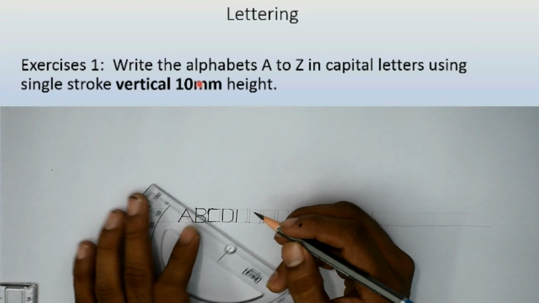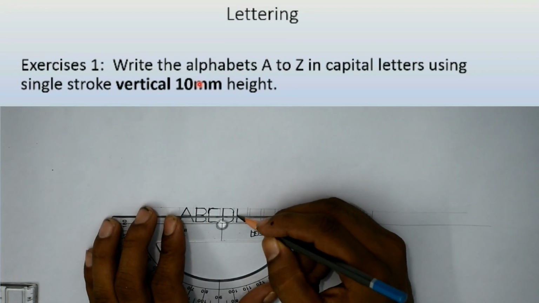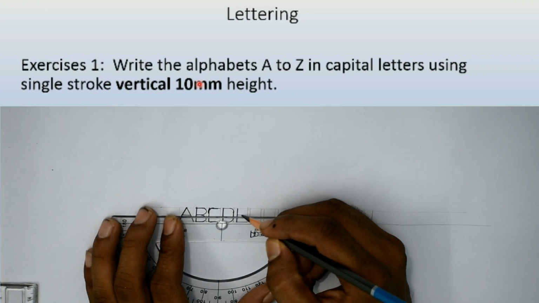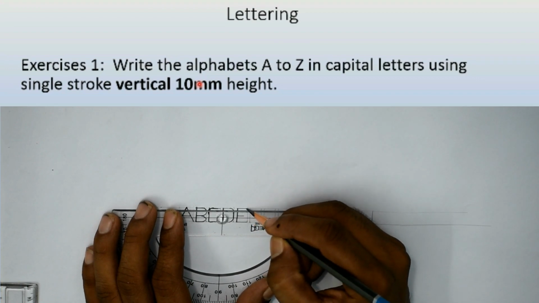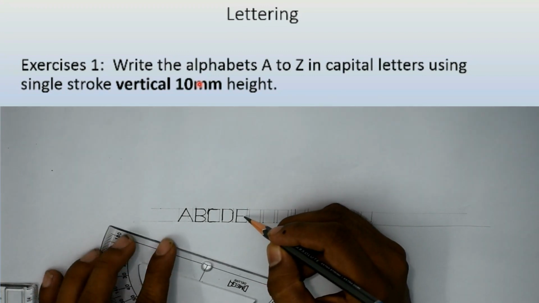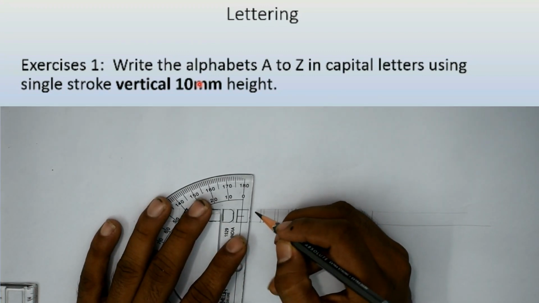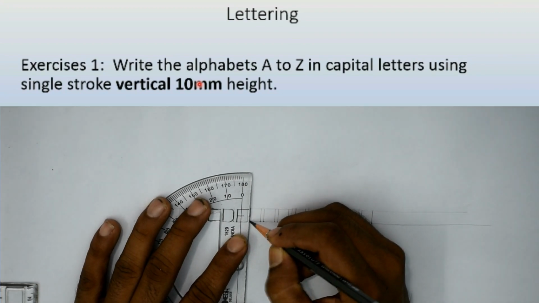The letter E is quite simple. You can just take straight lines. But the middle line of this E is somewhat smaller than the upper and lower lines. The same is the case with the letter F.